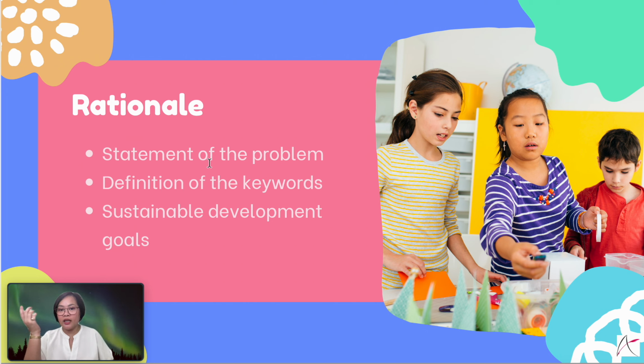The second one is the definition of terms, the definition of the keywords. There are two kinds of definitions that the students should include. The first one is the conceptual definition, which is the dictionary definition, and the second one is the operational definition, which is the definition based on the context of their research, based on the topic. I would suggest that they use both definitions to establish the problem.